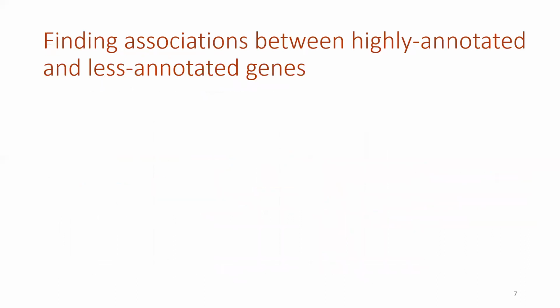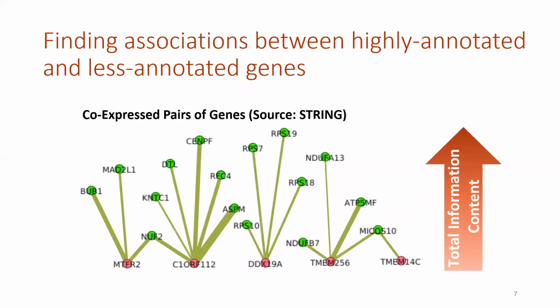Lastly, we have some co-expressed pairs of genes. The arrow points to green genes with high total information content, while we have almost no information for the red genes down here. We can see that co-expression reveals some members of the ignorome that are associated with highly annotated genes, but are not currently receiving much experimental attention. Therefore, it is important to study these under-annotated genes.